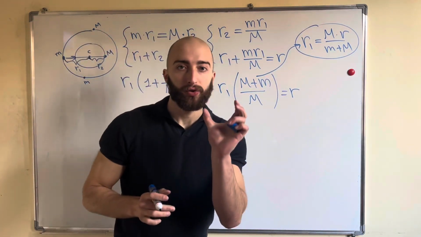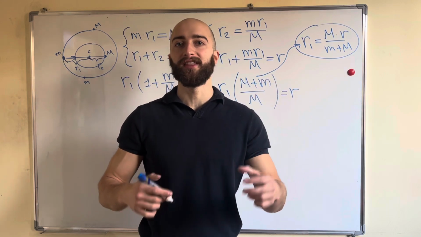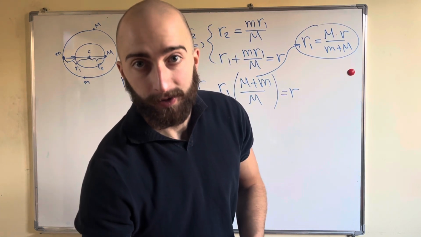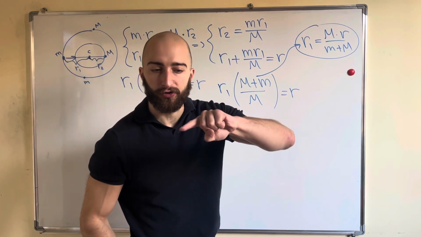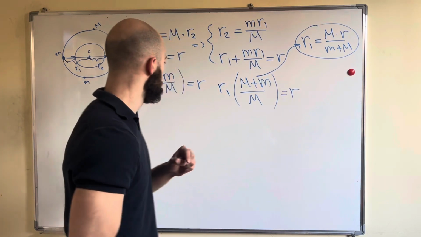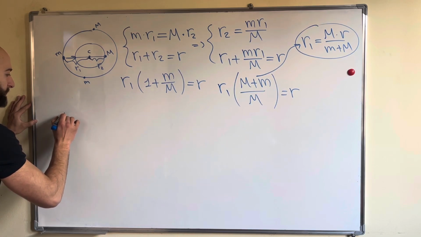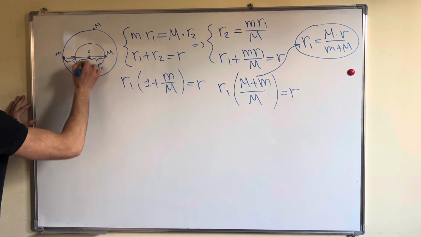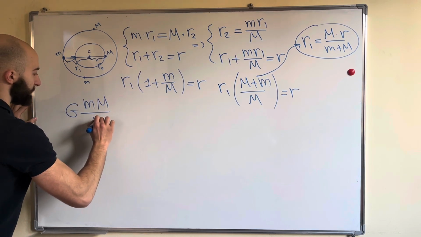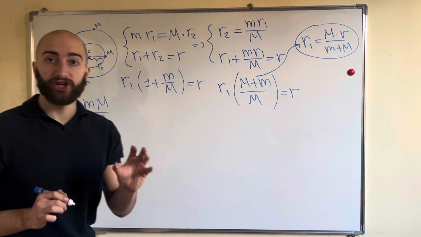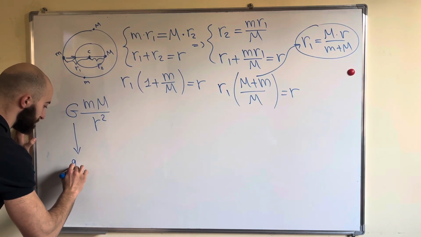Okay, now we know R1, and now we can use Newton's second law and the universal gravitational law to find the period of rotation, the time it takes for the stars to do one whole revolution. So the universal gravitational law tells us that the force on this and this will be G m M over R squared, where G is the gravitational constant.